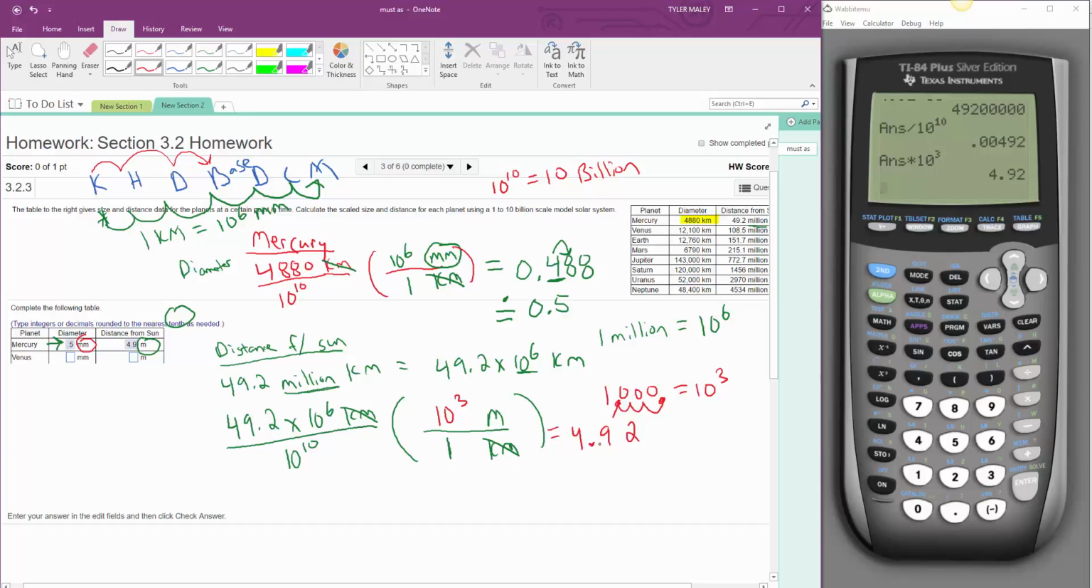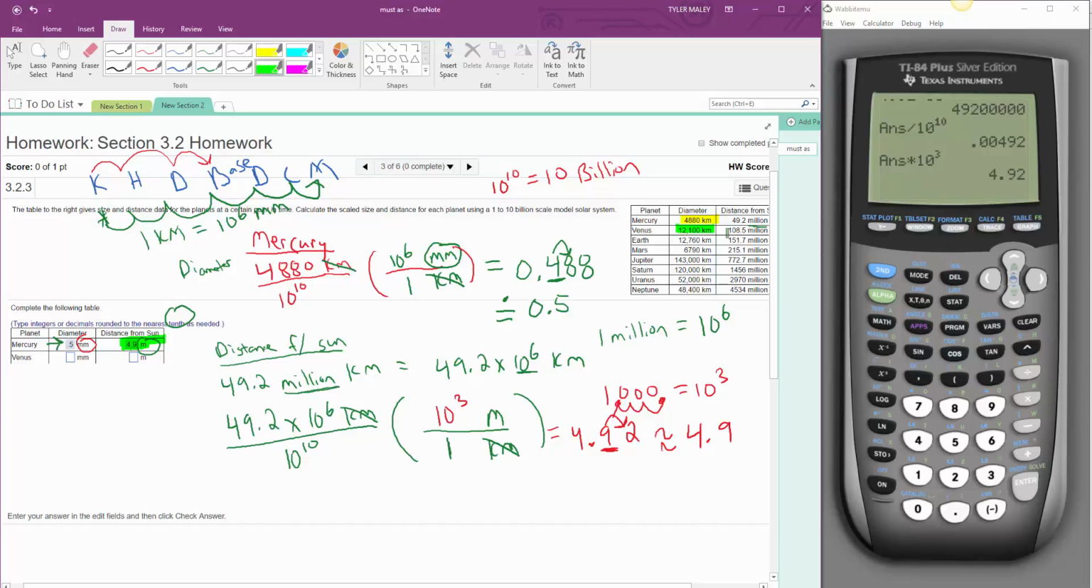So again, we're supposed to round to the nearest tenth, so this would be 4.9. So I round to the nearest tenth, one decimal spot. The 2 tells me to keep it the same. So you can see that's what I got here. So then you could keep repeating this process. Basically you take this value, divide it by 10 to the 10th, and then multiply by 10 to the 6th, to get the diameter in millimeters.